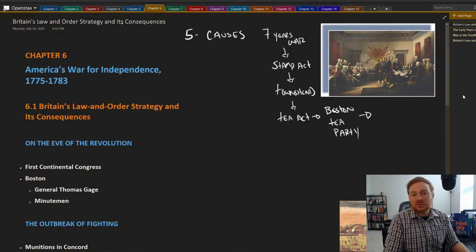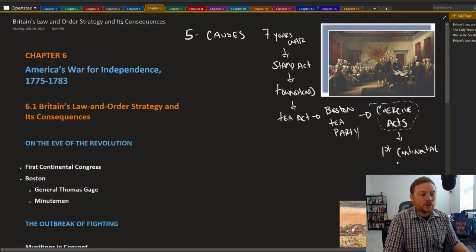And because the colonists had dumped all this tea into the harbor, Parliament responded with the Coercive Acts, which are designed to punish Massachusetts. This overreach in the eyes of many colonists led to the other colonies meeting at the First Continental Congress. And that's really where we begin in Chapter 6 with the First Continental Congress.